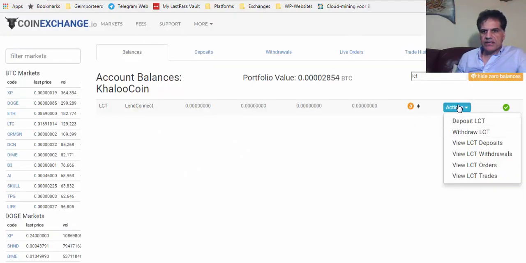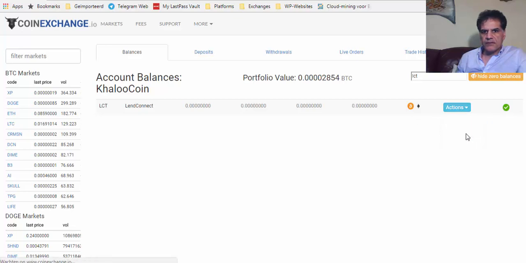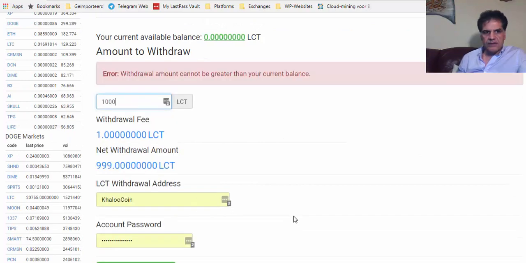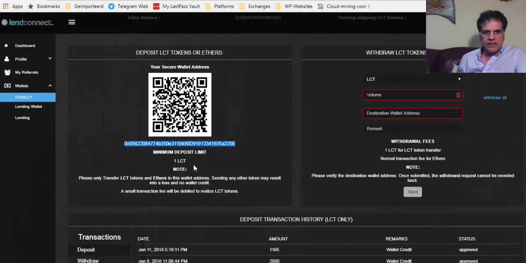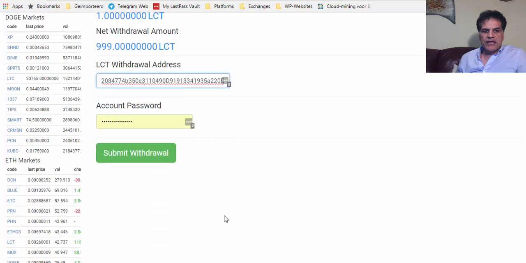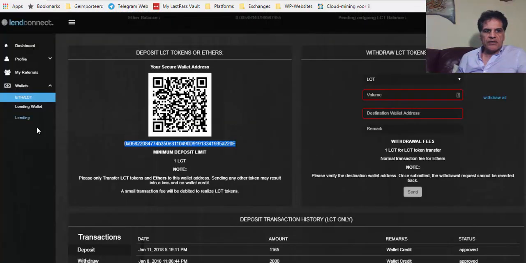So you go here and you say withdraw. And you have the number of, let's say, 1,000. Then they are going to have a withdrawal fee, one LCT, and the rest, you put your address here. Copy, go to Coin Exchange, copy, okay, this is the LCT withdrawal address. When you do that, you just submit, and then you have your tokens on the system.